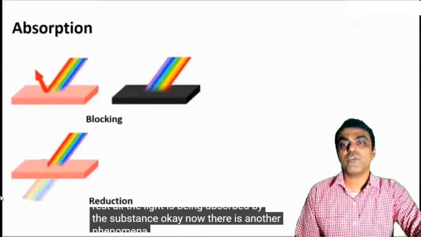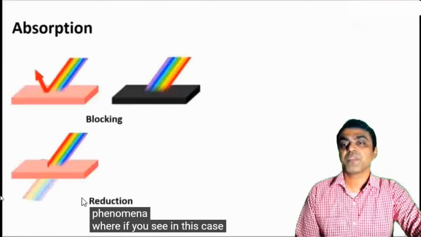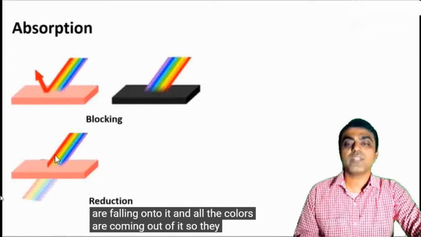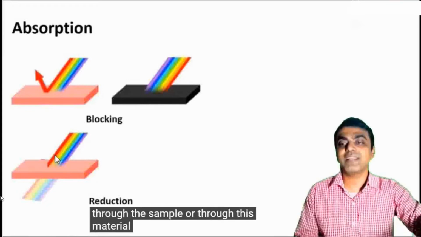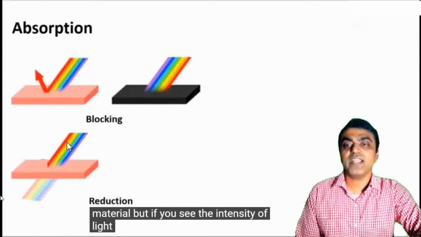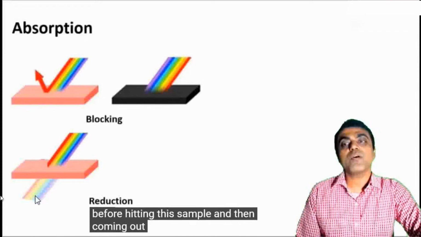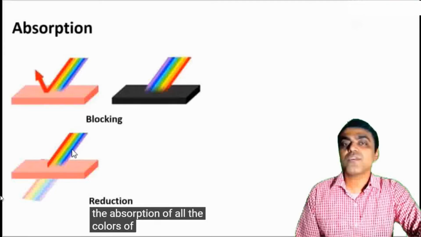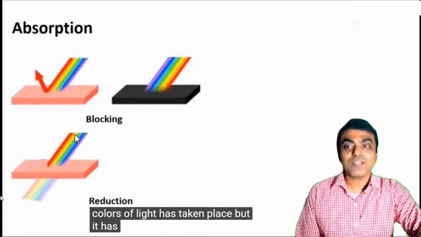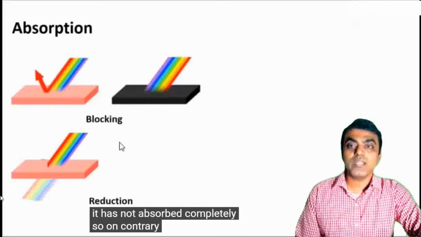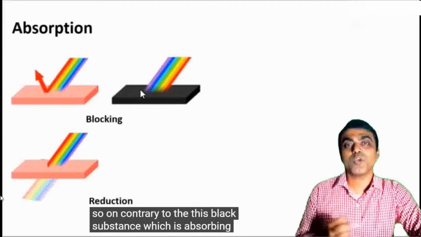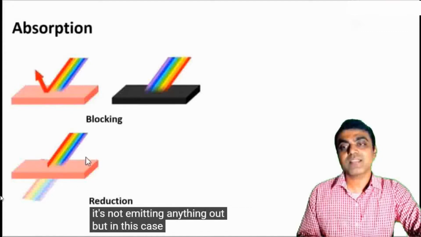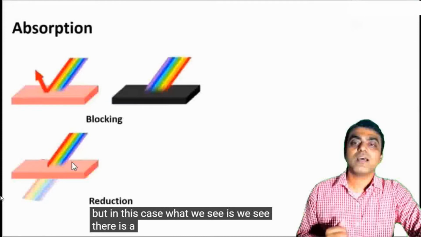Now there is another phenomenon where the rays of light, all the colors, are falling onto it and all the colors are coming out of it. So they are passing through this sample or material. But if you see the intensity of light before hitting this sample and then coming out from the sample, it has reduced. So the absorption of all the colors of light has taken place, but it has not been absorbed completely. On the contrary to this black substance, which is absorbing all the wavelengths of light into itself and not emitting anything out, in this case we see there is a reduction.